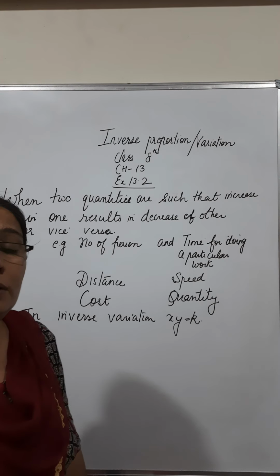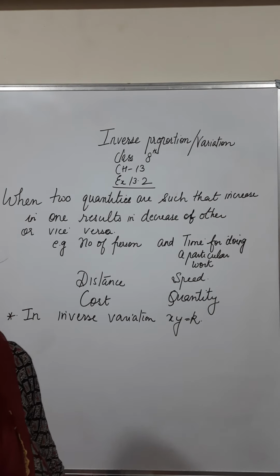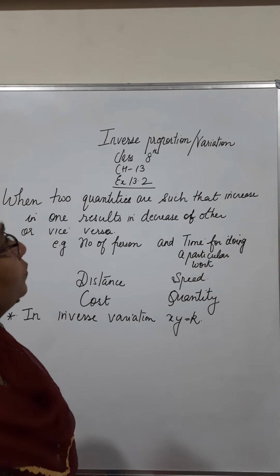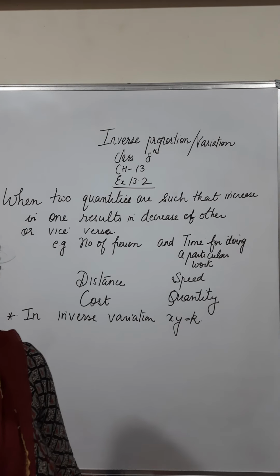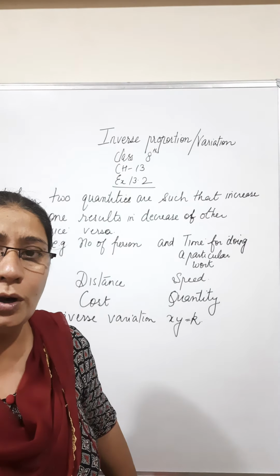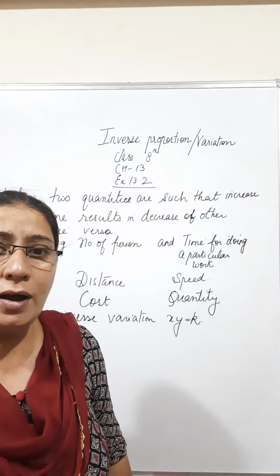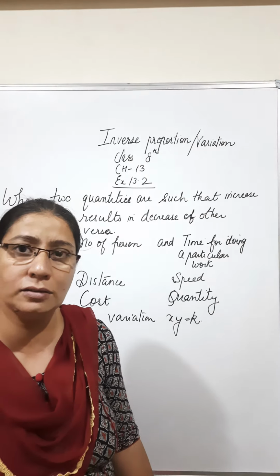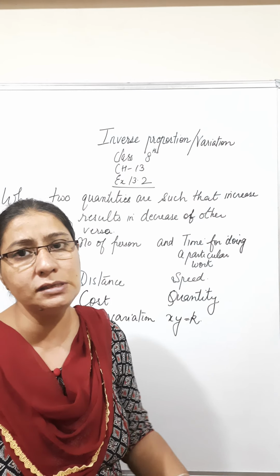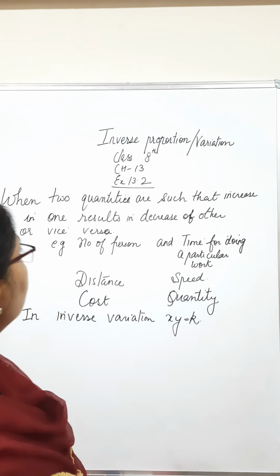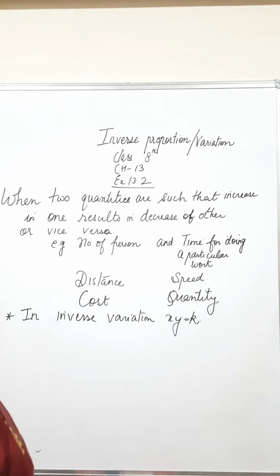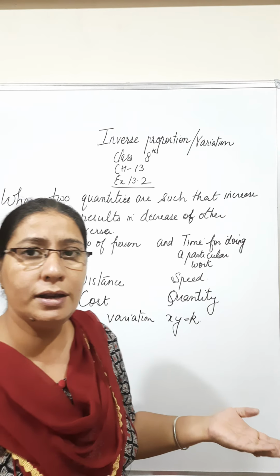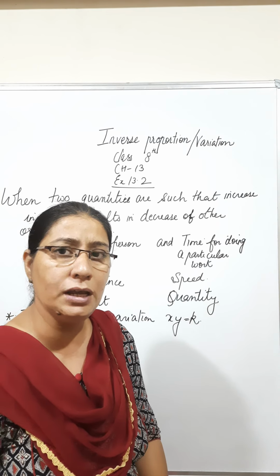Welcome children. Today, beta, I am going to take up the second exercise of your chapter number 13, which is based on inverse variation or proportion. In the first exercise I discussed with you what is direct variation, where we found that the increase in one quantity results in the increase in the other also, and if one decreases the other also decreases. But here, beta, we will be taking up cases where if there are two quantities and you increase one quantity, it results in the decrease of the other.